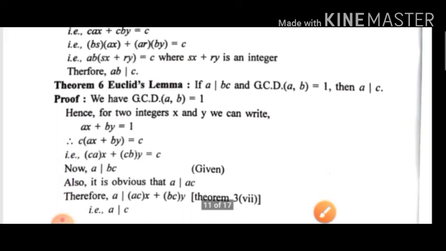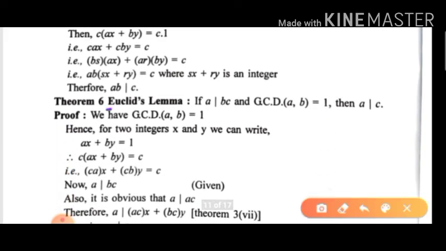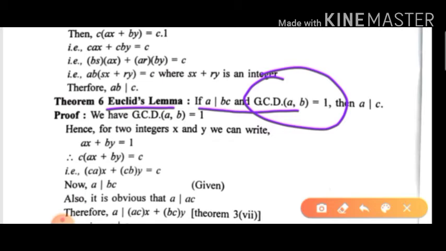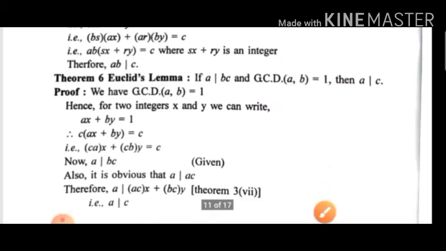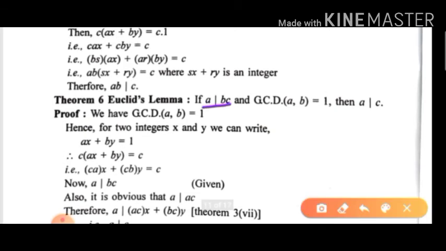Then of course we have Euclid's lemma. If a divides bc and GCD of a and b equal to 1, then a also divides c. Understood? a divides bc, the product of two numbers, where you find the GCD of a and b equal to 1, then a will divide c. Of course, it has to divide. So we will be using this one. These are important.